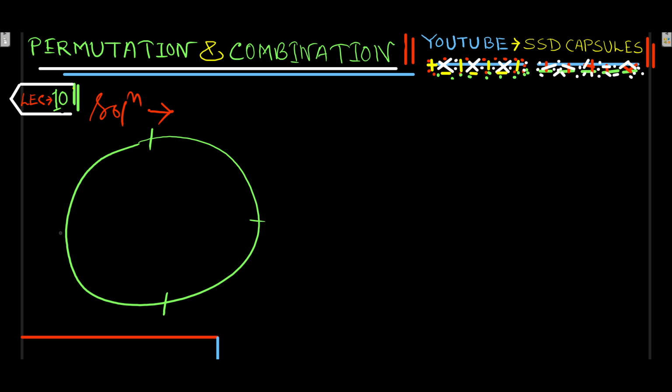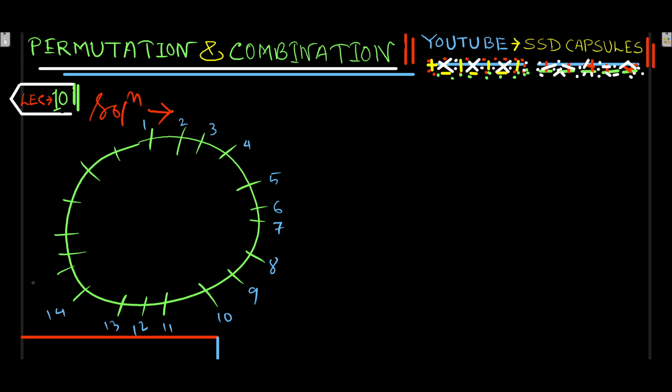1, 2, 3, 4, 5, 6, 7, 8, 9, 10, 11, 12, 13, 14, 15, 16, 17, 18, 19 and 20. So visualize that these are the positions of 20 pillars of the same height around the circular stadium.